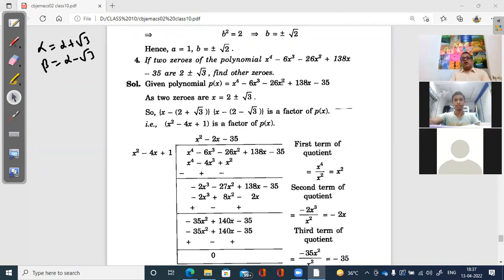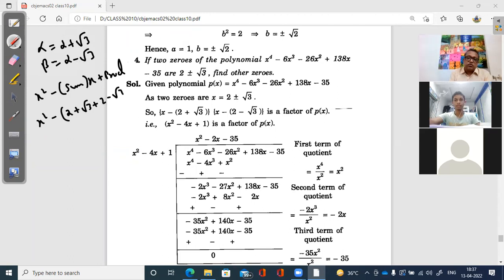So now the question is find the other zeros. So what do we have to do for the other zeros? First of all, I told you to use the formula x square minus sum x plus product. Last class also we did a question very similar to this. 2 zeros were given, root 5 by 3 and minus root 5 by 3. Here alpha beta is given. We need to add these two. When I add this, I will get 2 plus root 3 and 2 minus root 3. And product means we need to multiply 2 plus root 3 and 2 minus root 3.